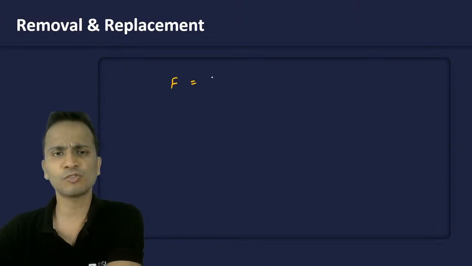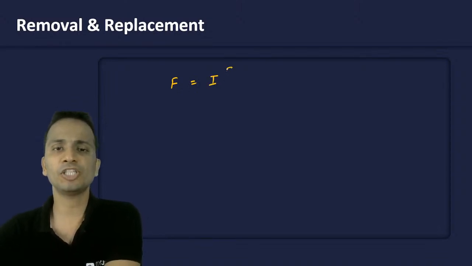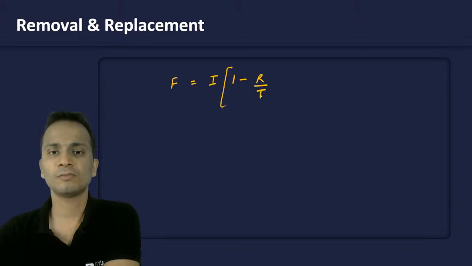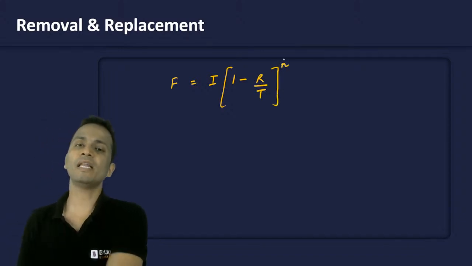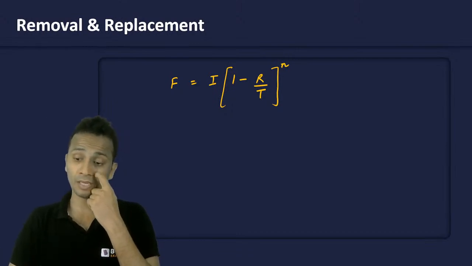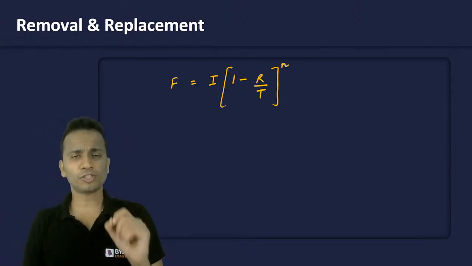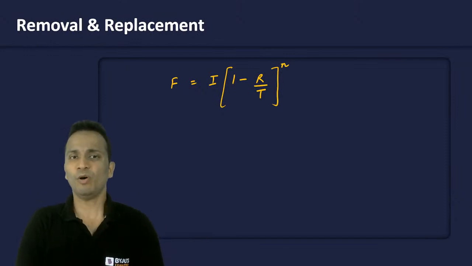I'll explain this formula to you. So let me write it. F is final, I is initial, bracket 1 minus removed upon total, raised to the power n, the number of times the step is repeated. Now, first of all, let us understand the requirement of this formula.